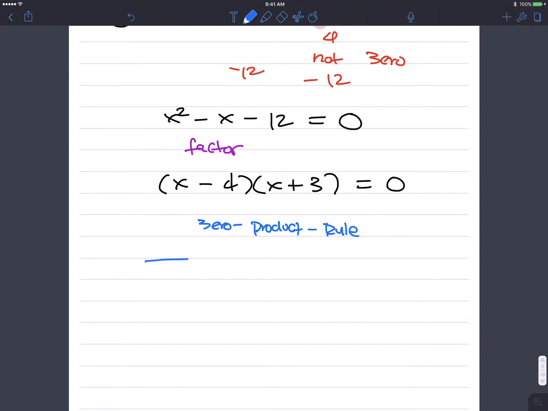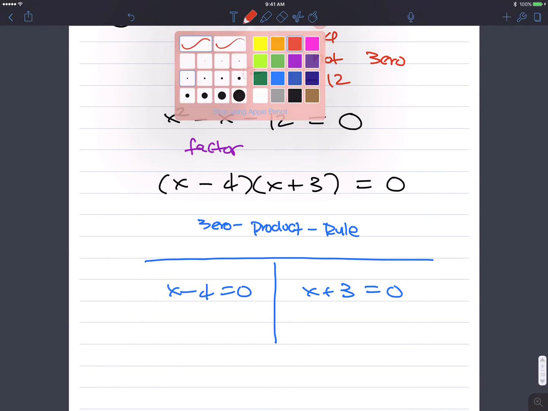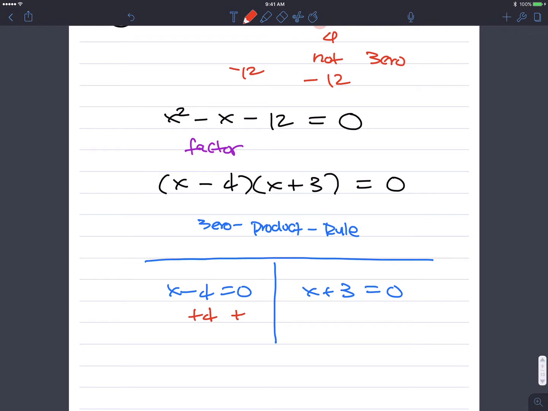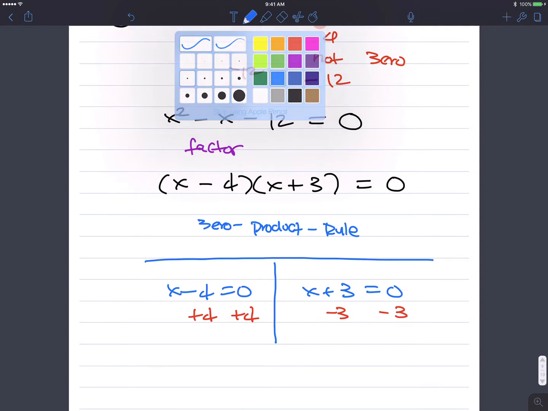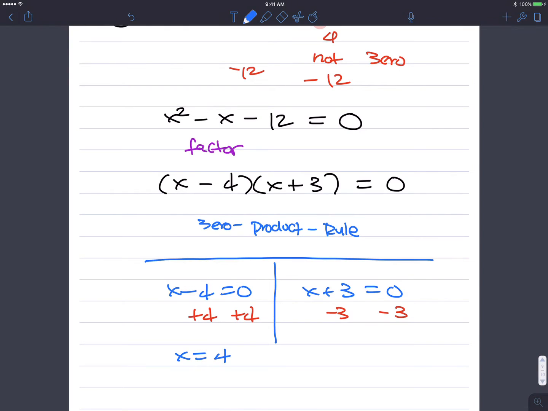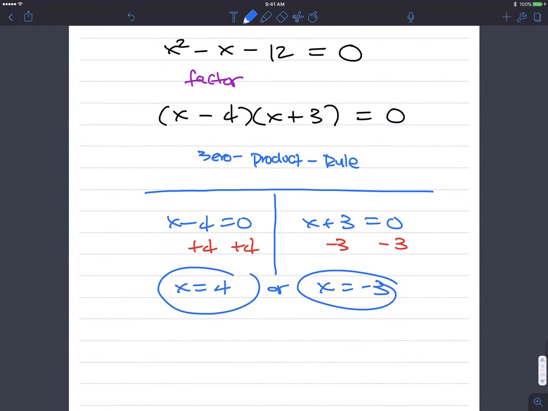This is kind of our reward for all the factoring homework, actually, is solving quadratics. So we get x minus 4 is 0. X plus 3 is 0. Right? So let's solve these equations. You're going to add 4 to both sides to solve them. Subtract 3 from both sides to solve them. And you get x equals 4 or x equals negative 3. These are my solutions here.